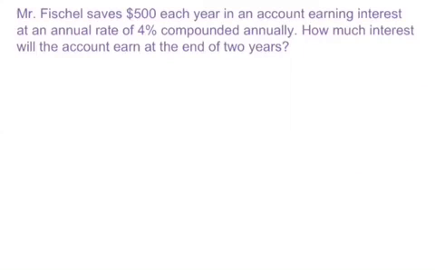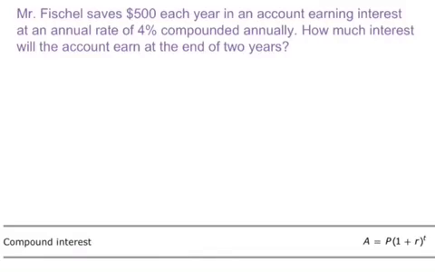So let's try practice. Mr. Fischel saves $500 each year in an account earning interest at an annual rate of 4% compounded annually. Okay. How much interest will the account earn at the end of 2 years? So he saves $500 each year at an account compounded by 4% annually.